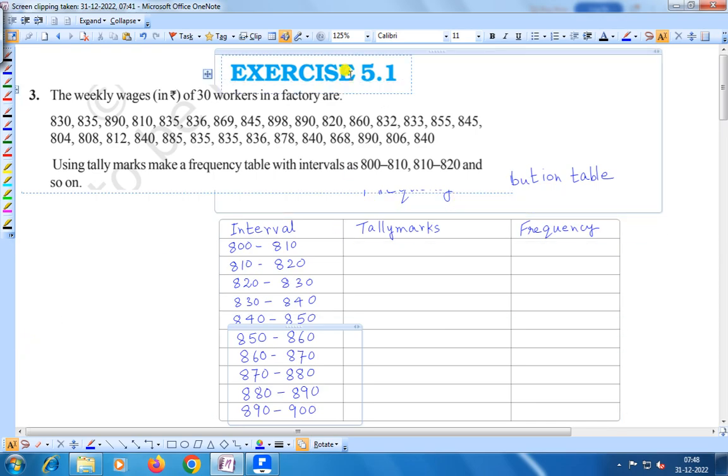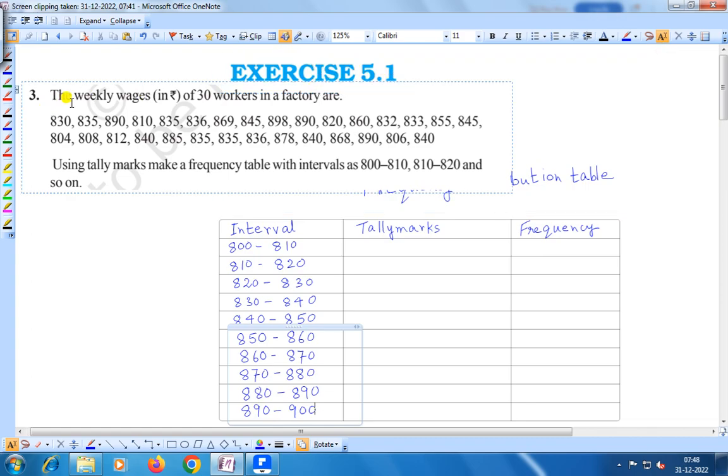We shall discuss exercise 5.1 question number 3. The weekly wages in rupees of 30 workers in a factory are 830, 835, 890 and so on. Using tally marks, make a frequency table with intervals of 800 to 810, 810 to 820 and so on. We have to make this table.